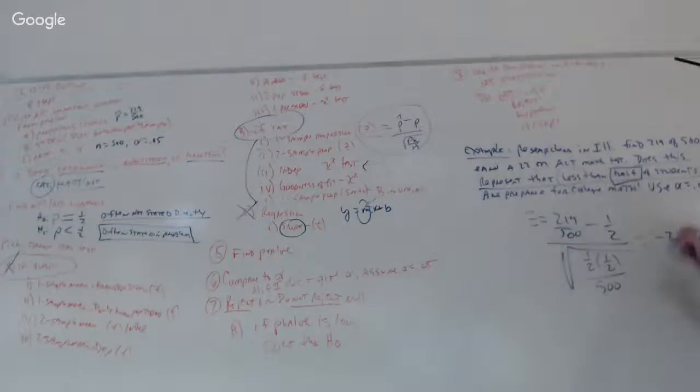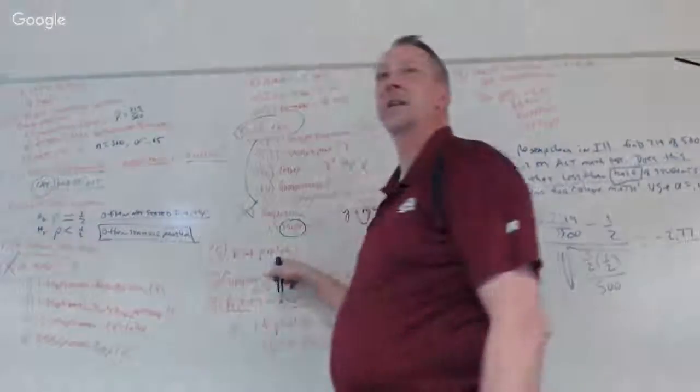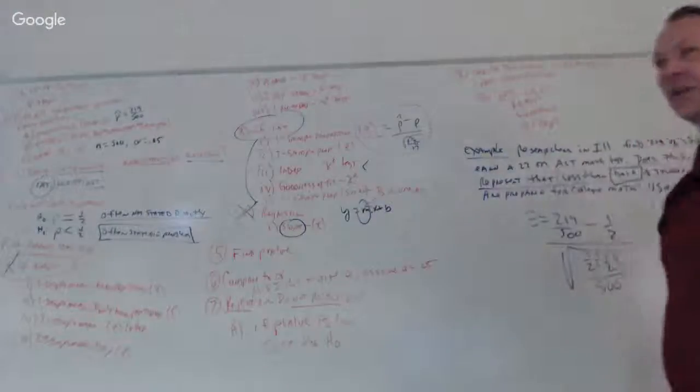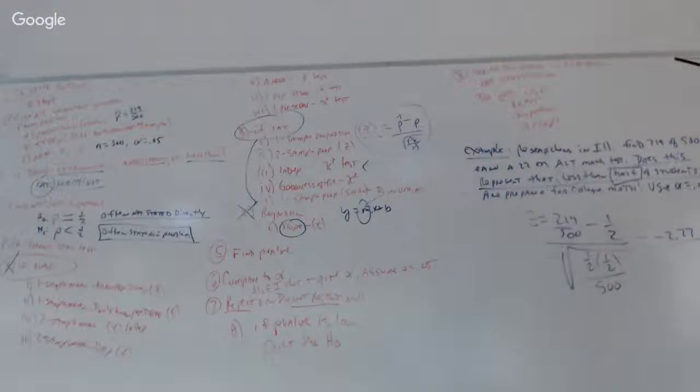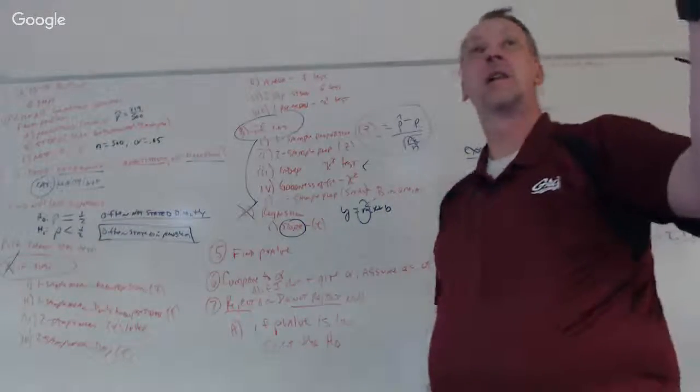Okay, so we use this. Next step here is step number 5, find the p-value. How do I do that? Josh, it must be your turn again. Is that where we look at the chart? You can look at the chart, or what's the other option?